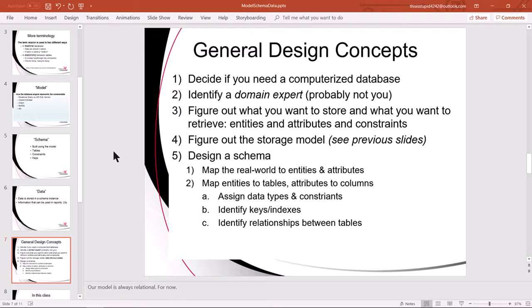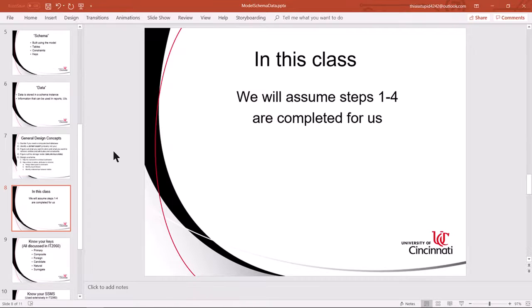To design the schema, we take the real world things, and those are going to become tables. Entities in the real world, the qualities and quantities of those entities in the real world will eventually become tables. When we get to step 5, I will have provided for you, for the most part, the information in steps 1 through 4.